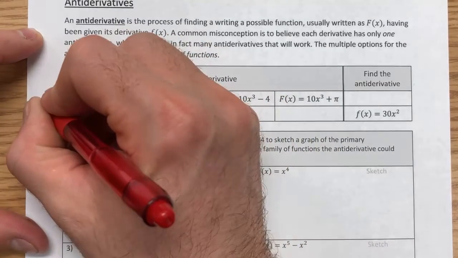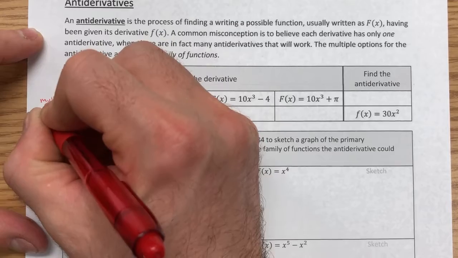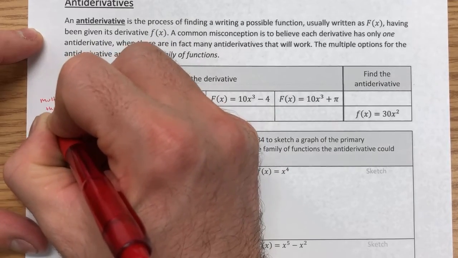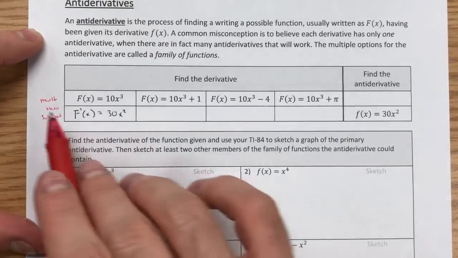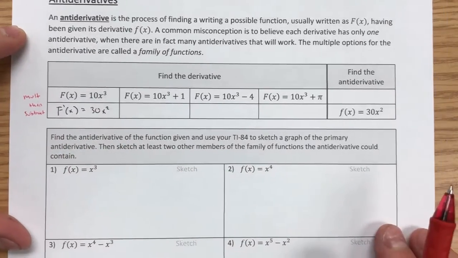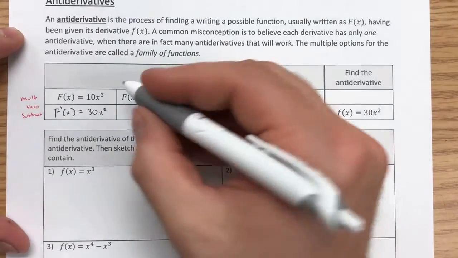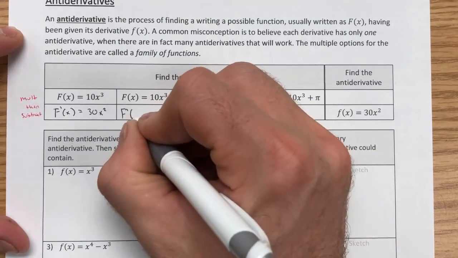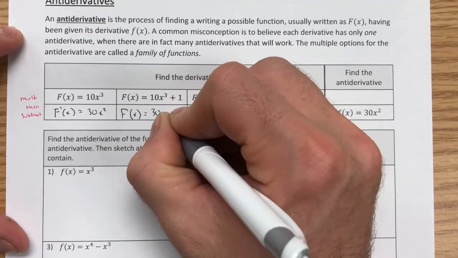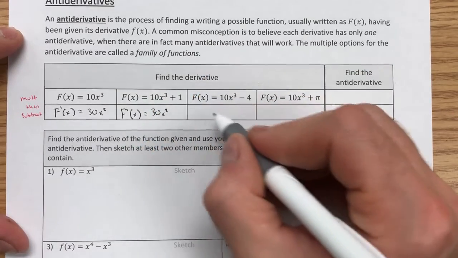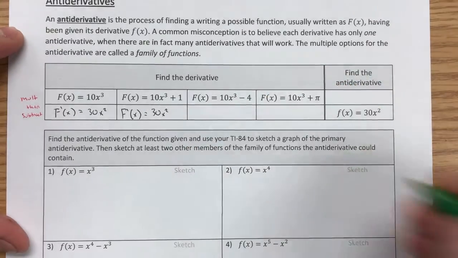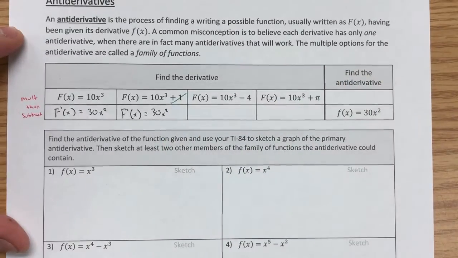We are multiplying and then subtracting. So with the power, we multiply power times coefficient and then subtract 1 from the power. If I do the same right here, the first derivative of this is going to be 3 times 10, which is 30x squared, because I take away a 1. We know all constants disappear, so I'm going to cross that one out.